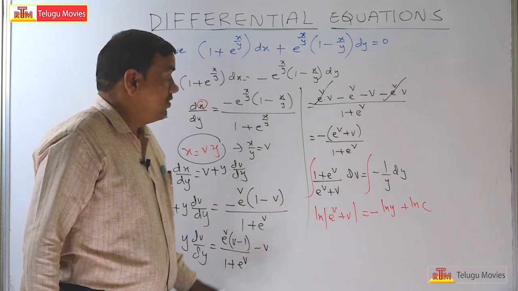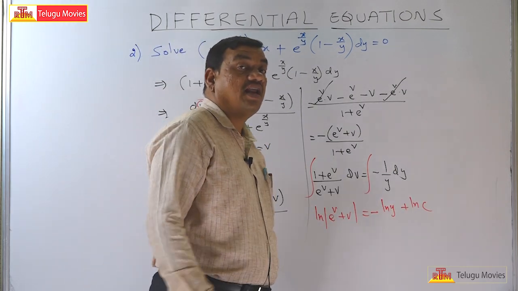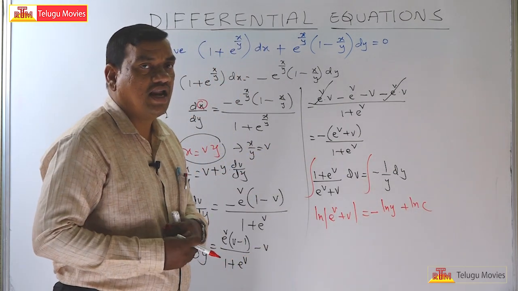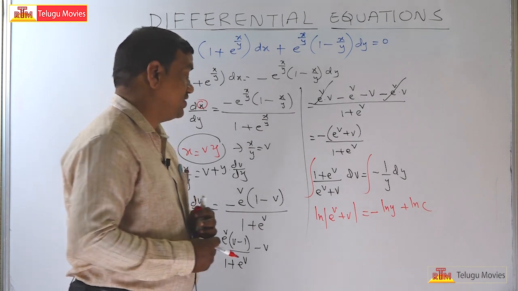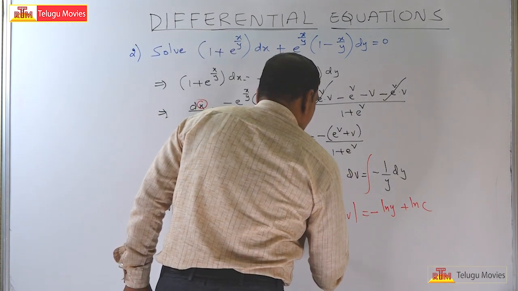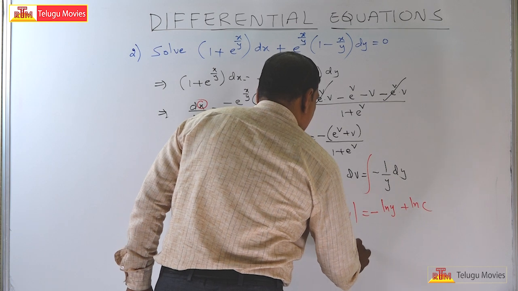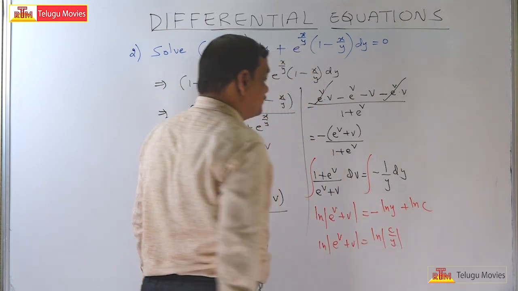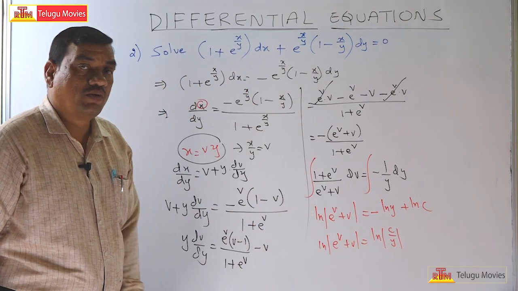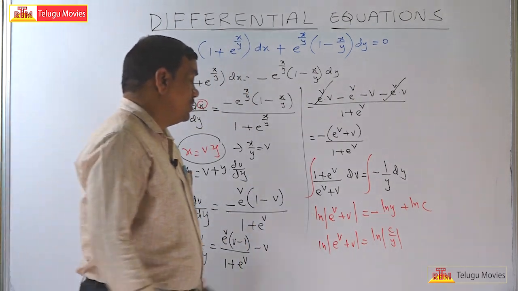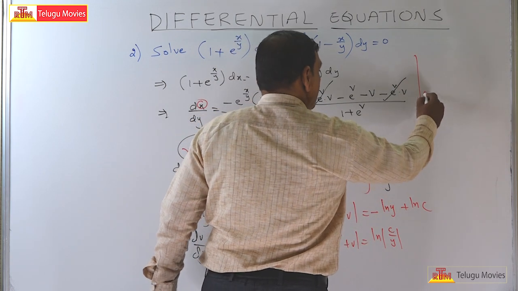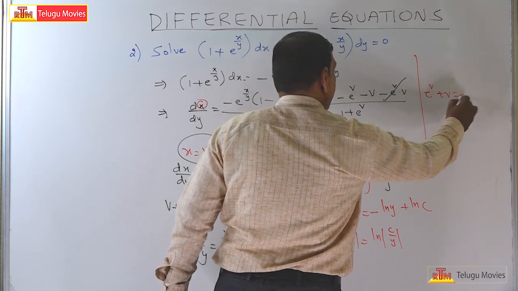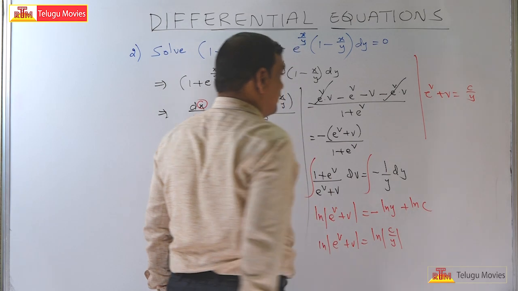Already I told you that whenever ln's are on both sides, you can put ln of c as the constant of integration. So ln of e power v plus v is equal to ln of c by y. Log a minus log b is log a by b. So you can remove ln on both sides: e power v plus v is equal to c by y.